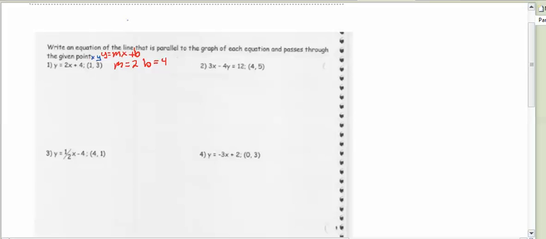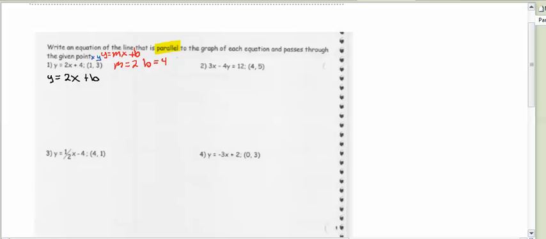We want to find a line that is parallel. That's what the directions say. Parallel lines have the same slope. So I'm going to make an equation where y is equal to the same slope, 2, times x, but I need to find a different b. B is what I do not know, so I'm going to put b in as a variable.